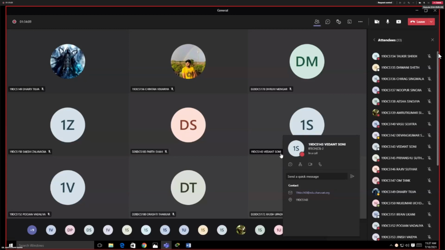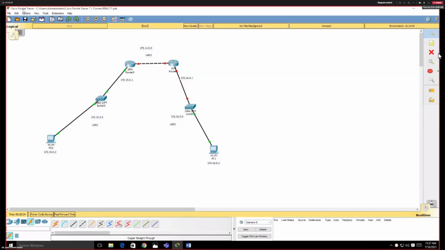Now you have to use Cisco Packet Tracer and you have to implement this topology. Please try to implement this topology in your Cisco Packet Tracer, and please try to send data from LAN 1 to LAN 2 and try to identify the loophole, try to identify the fault.